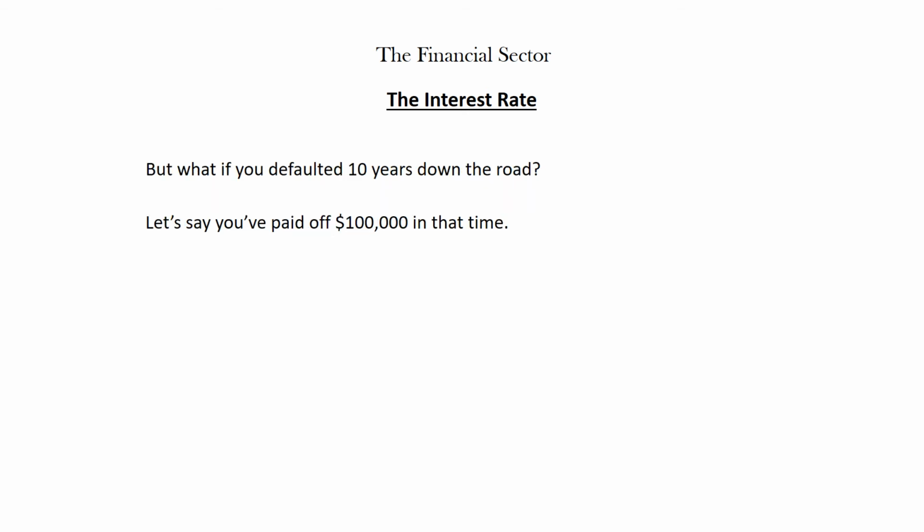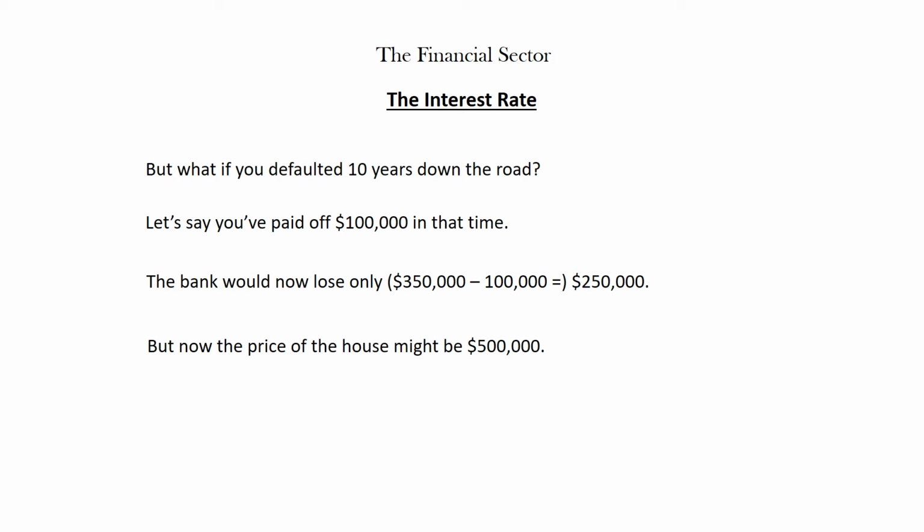But what if you defaulted 10 years down the road? Let's say that in that time you paid off $100,000 of the principal. The bank would now lose only $250,000. But by this time, the price of the house might have gone up to $500,000. Now, the value of the collateral exceeds the amount that the bank stands to lose by an even greater amount, meaning the bank faces even less of a risk of losing money.